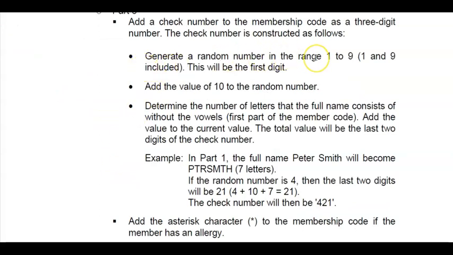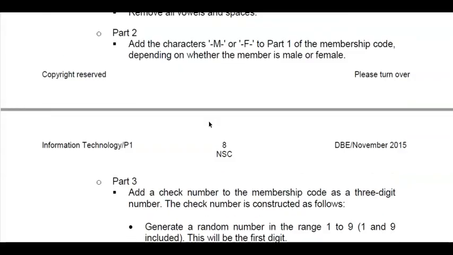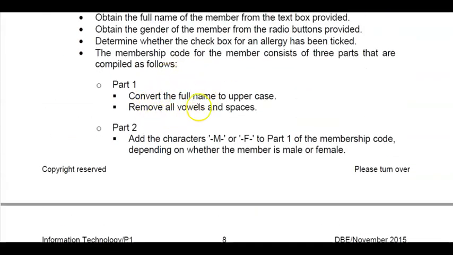You have to generate a random number. Then you have to add a value of 10 to the random number. You also then need to determine the number of letters that the full name consists of without the vowels. That means I need the length, and you need to keep in mind that I need the length of this part 1 now, without part 2 added to it.